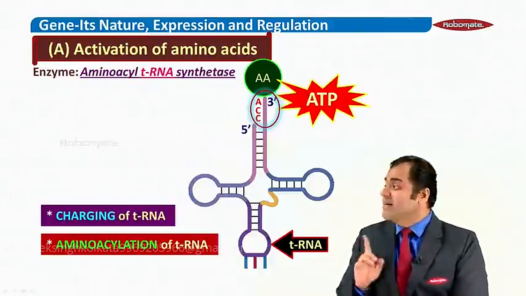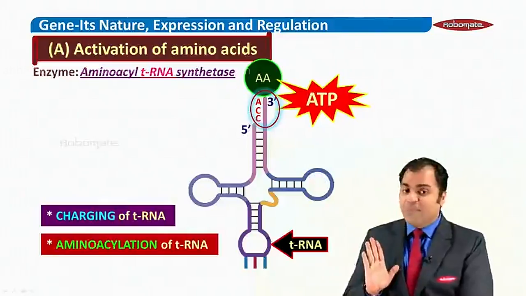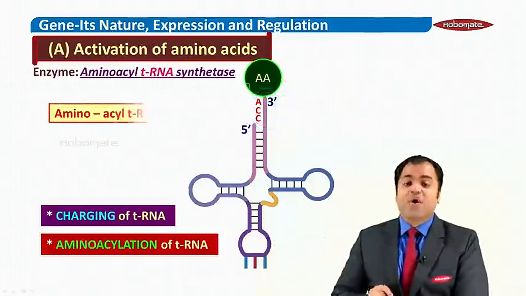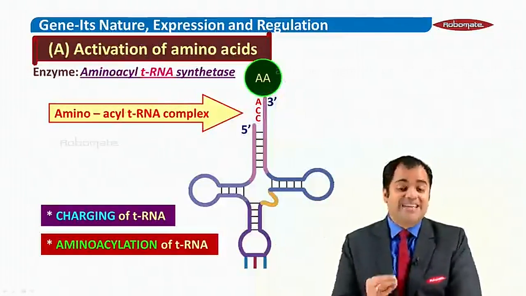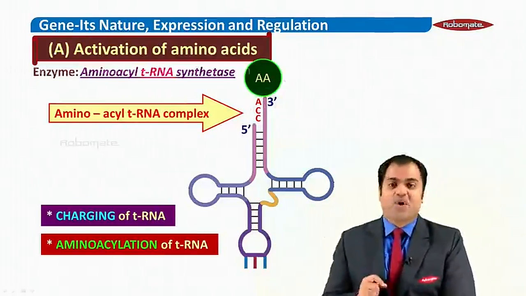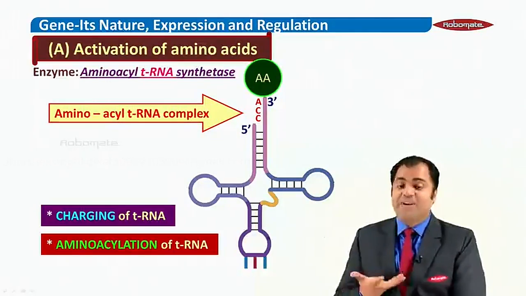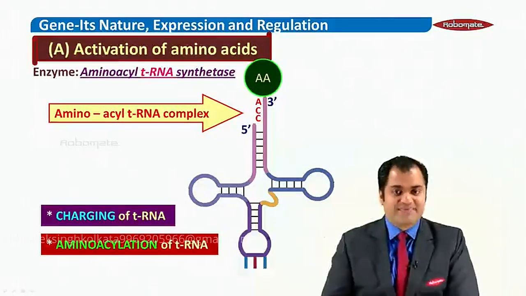It is also called the amino acylation of tRNA. And the final complex you see here is then called the amino acyl tRNA complex. Is that okay? And this step is called the activation of amino acid and forming of the amino acyl tRNA complex. Is that okay?